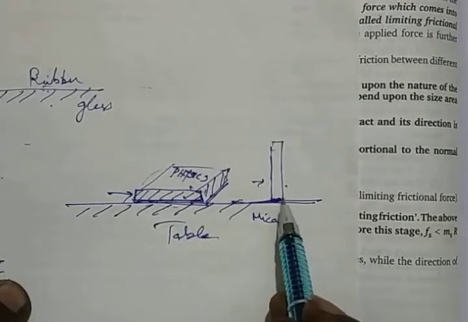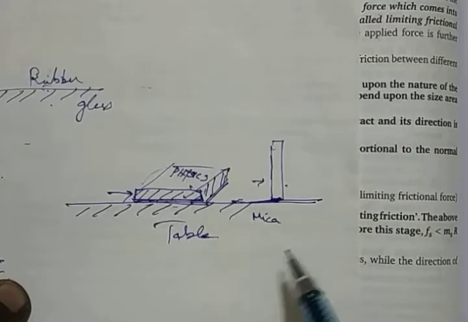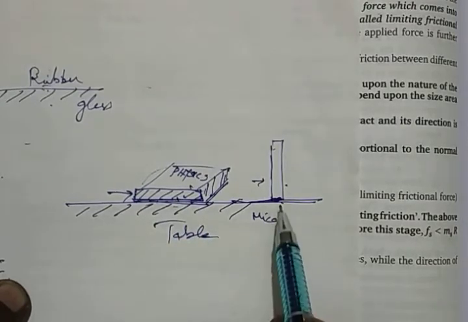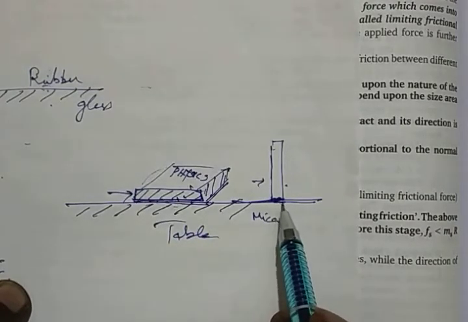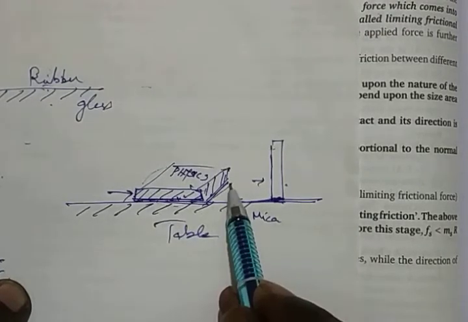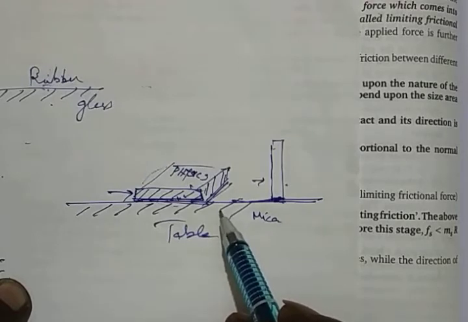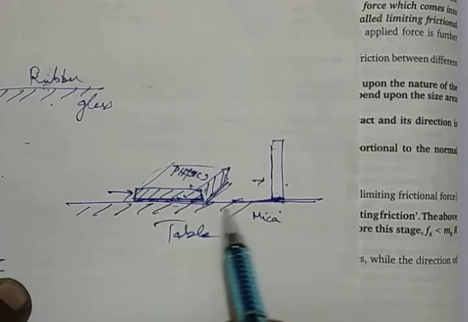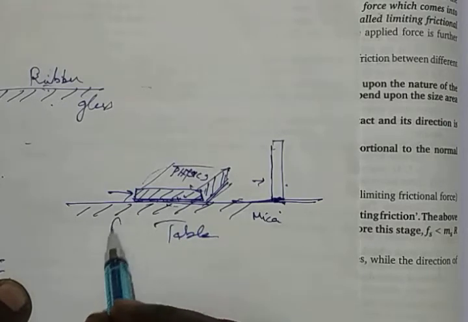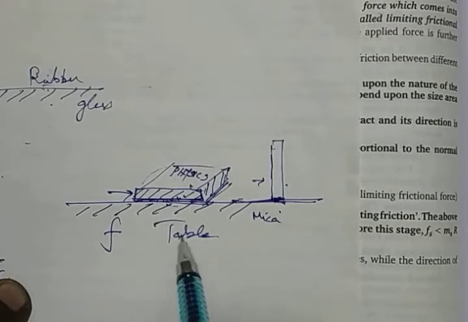In these two cases, tell me which case will have less friction. This case or this case? Many of you will say, this has a very less area of contact, so this will have less friction. This has more area of contact here, and it will be more. Remember, it is independent of area of contact. Frictional force is independent of area of contact.